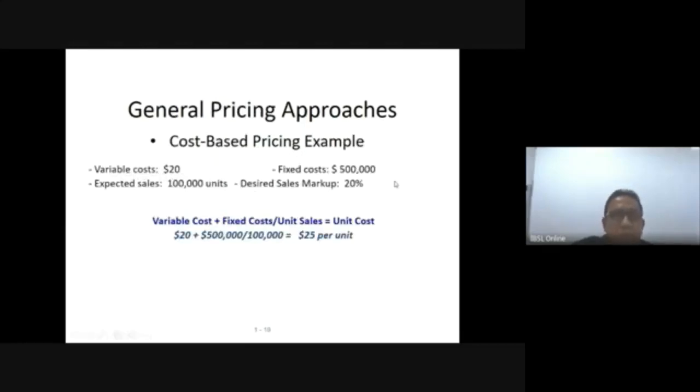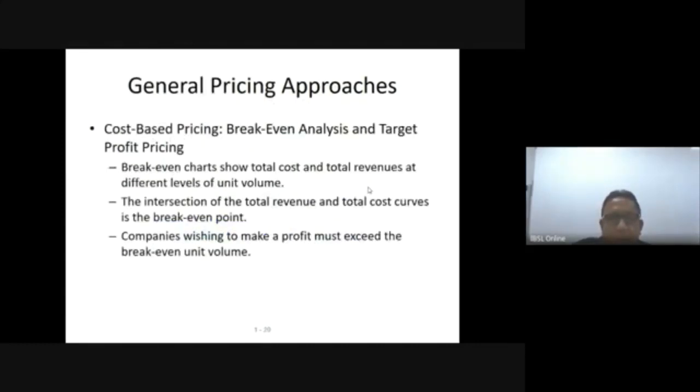So for example, you have variable cost, fixed cost, unit cost, and unit sales. The desired markup is 20%. You have to keep a desired markup. When you use the cost-based pricing approach, you have to ensure that your break-even chart shows total cost and total revenues at different levels of unit volume. The intersection of the total revenue and total cost curves is the break-even point. Companies wishing to make a profit must exceed the break-even unit volume.